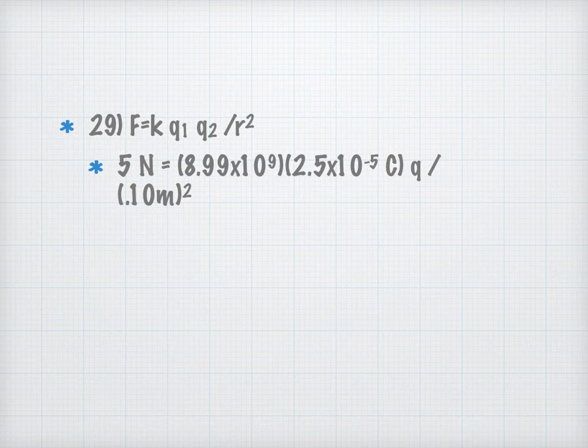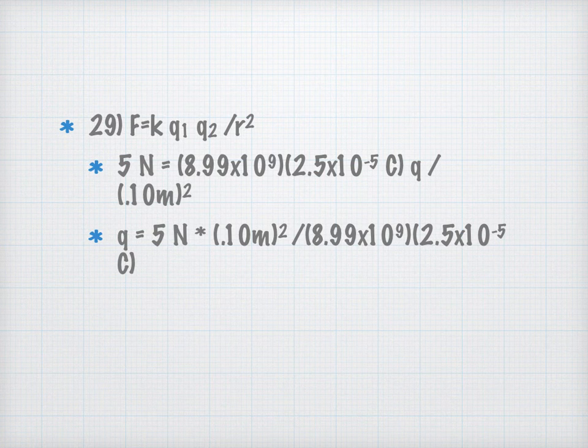Do the algebra to rearrange it, and you get 5 newtons times 0.1 meters squared divided by 8.99 times 10 to the 9th and 2.5 times 10 to the negative 5th coulombs. And you run that through your calculator, and you get Q, 2.22 times 10 to the negative 7th coulombs. Again, it's just plug and chug. A little bit of algebra in the chugging, but these really aren't that difficult of problems. I suppose the biggest thing is knowing what to plug in where.